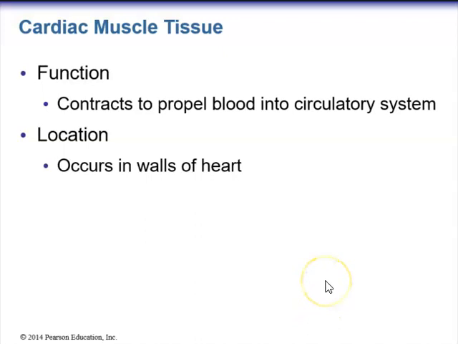The function of the cardiac muscle tissue is to propel blood by contraction of the muscle tissue into the circulatory system. We can find cardiac muscle tissue, of course, only in the walls of the heart.